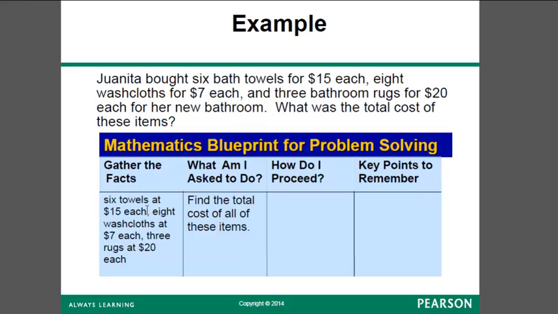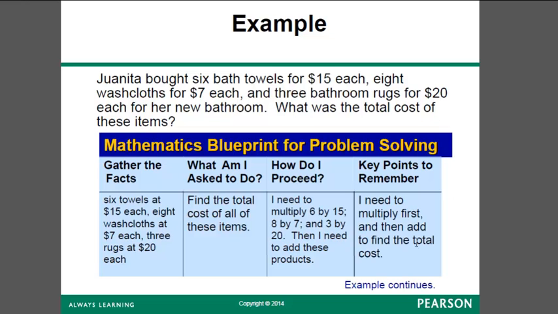I bought 6 towels at $15 each. Then I bought 8 washcloths at $7 each. Then 3 rugs at $20 each. So what I'm actually going to do is multiply 6 by 15, 8 by 7, and 3 by 20, taking the number of towels or washcloths and multiplying it by the cost of each one. Then I will need to add each of those up to find my total cost.